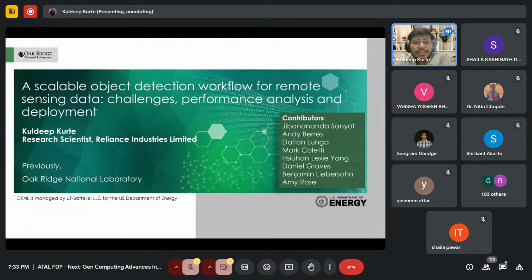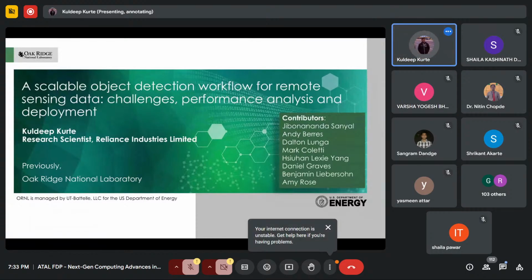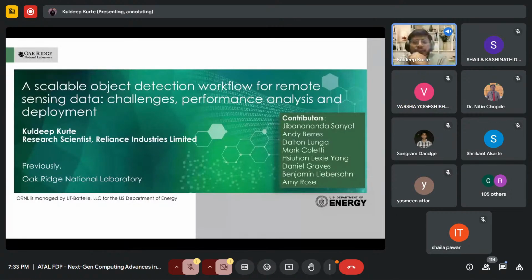Since I did this work while I was at Oak Ridge National Lab, I thought I'd put my contributor list here. All these people contributed to this work. Although I led that work, these researchers contributed to the overall work. Currently I am working as a research scientist at Reliance Industries Limited.